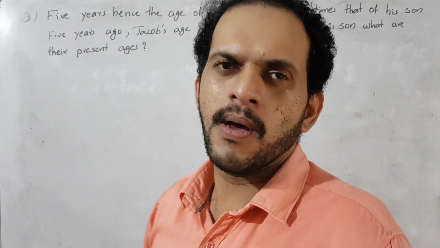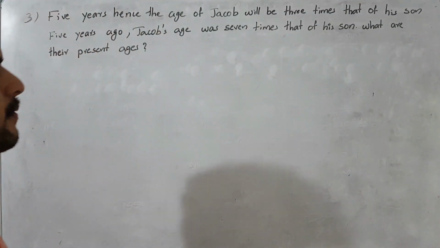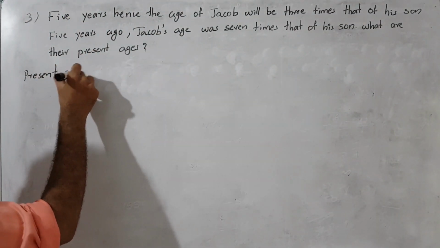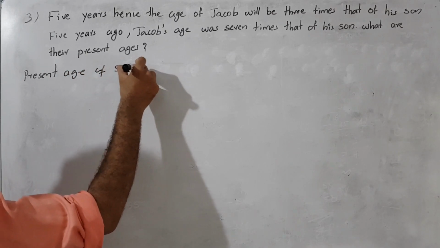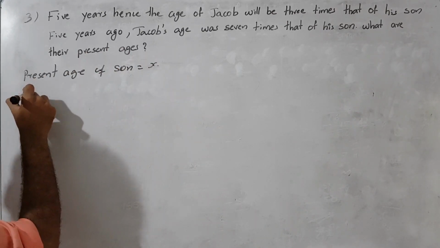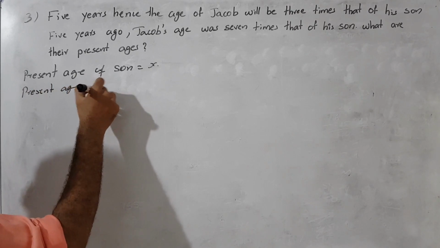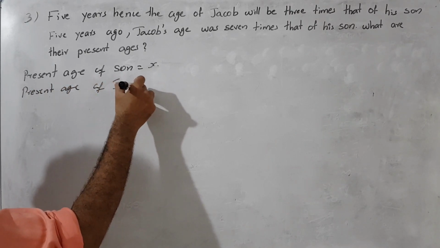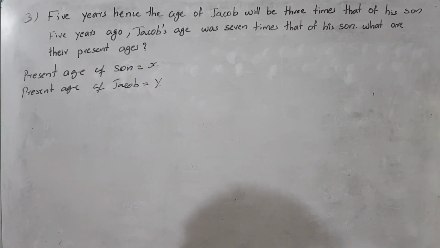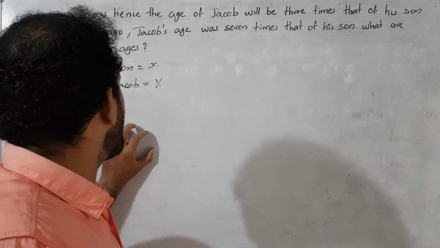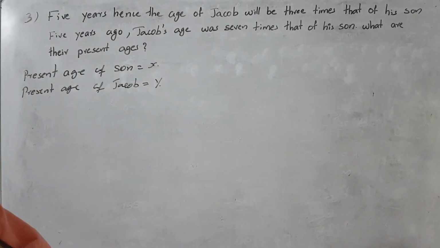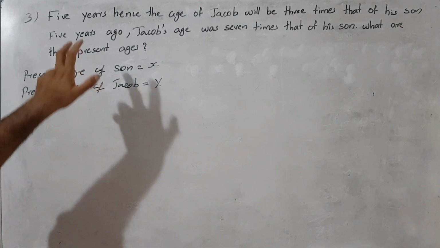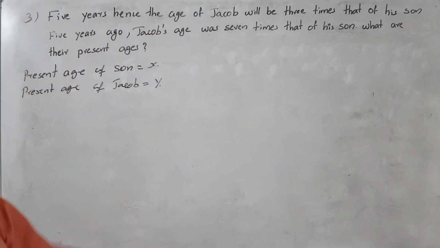So we are starting from the present age. Okay, then present age of son is equal to x. Present age of Jacob is equal to y. Okay, the present age of son is x, the present age of Jacob is y. Then what is the first condition? 5 years hence, the age of Jacob will be 3 times that of his son.